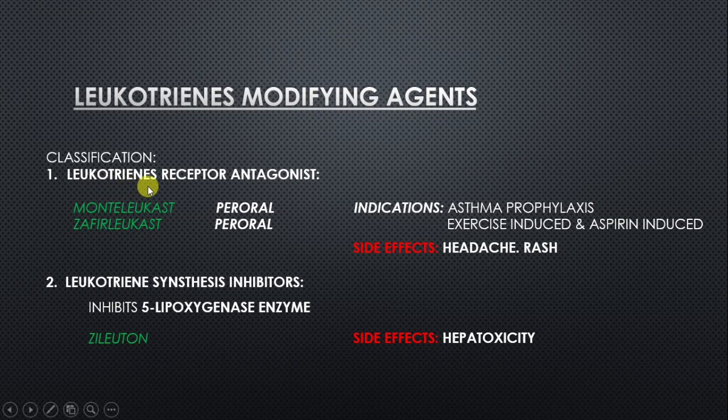As we have discussed, they are receptor antagonists as well as leukotriene synthesis inhibitors. The leukotriene receptor antagonists bind to leukotriene receptors competitively and block them. They include Montelukast and Zafirlukast. These are per oral medications. These are indicated in asthma prophylaxis as well as exercise-induced and aspirin-induced asthma.